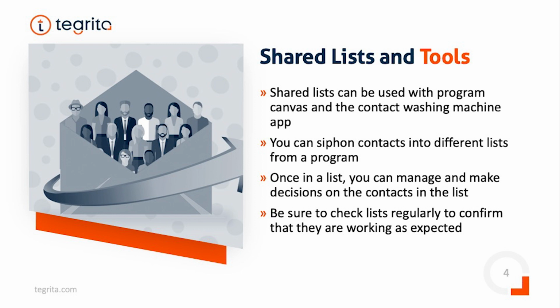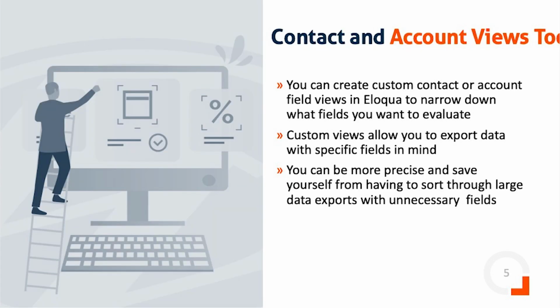Another good one that goes along with shared lists are the contact and account views as well. So having that list of fields that is specific to whatever it is you're trying to evaluate can be really useful too, because it not only creates smaller files when you're exporting out of Eloqua for further analysis, but it just keeps things a little bit more concise so you don't have to worry about so many different variables or having to go and do extra cleanup on your exported Excel or CSV.